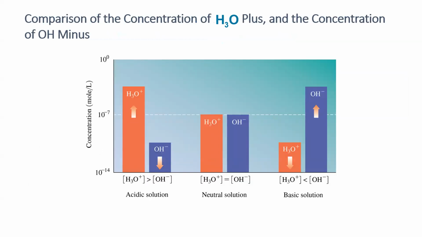So how can we relate the concentration of H3O+ or hydronium ion to the concentration of OH- or hydroxide ion? So in a neutral solution, the concentration of hydronium ion and hydroxide ion are equal. But in an acidic solution, there is more hydronium ion, and that means that there's correspondingly less hydroxide ion in solution. In a basic solution, there is less hydronium ion and correspondingly more hydroxide ion in solution.